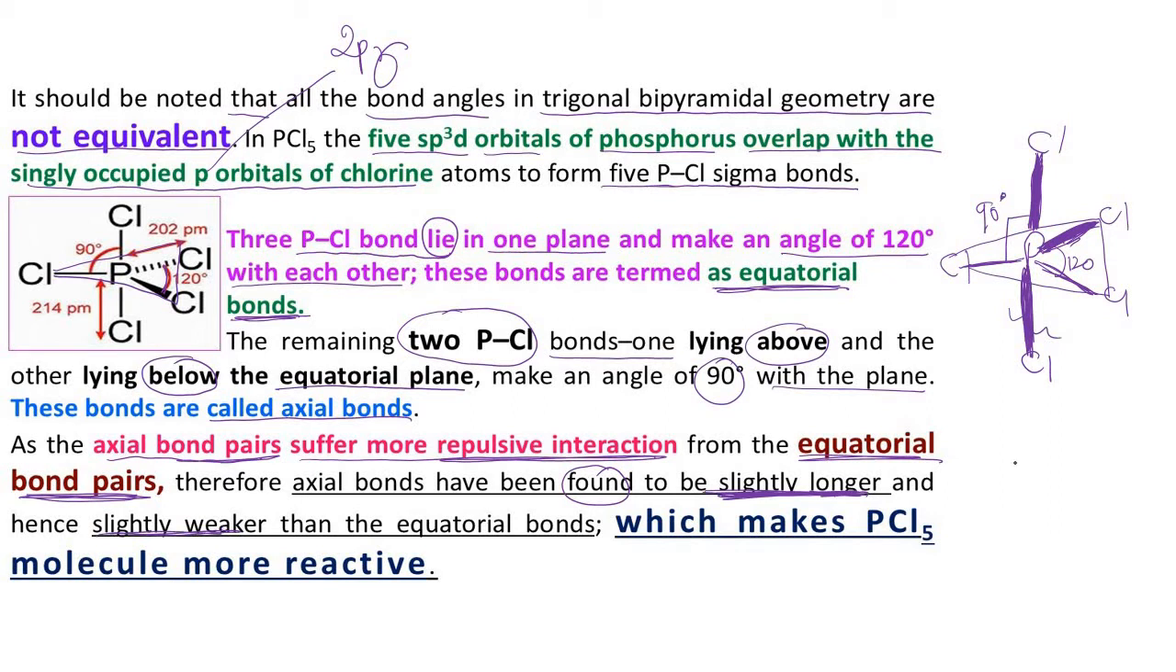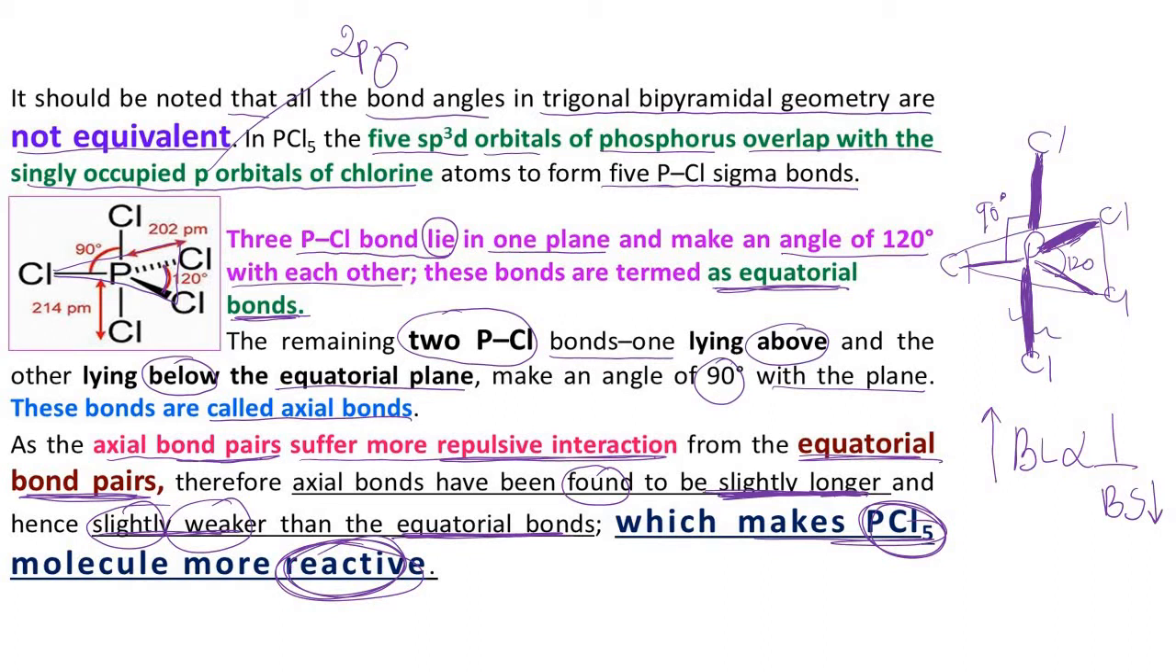One should remember that bond length is inversely proportional to bond strength. As the bond length increases, bond strength goes on decreasing. That is the reason we say that the axial bonds are slightly weaker than the equatorial bonds, which makes the PCl5 phosphorus pentachloride molecule more reactive in nature.